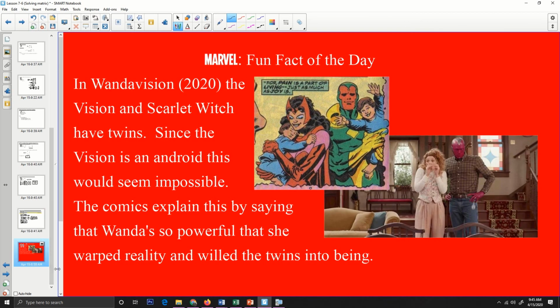So the last Marvel fun fact of the day: in WandaVision from 2020, the Vision and the Scarlet Witch have twins. Since the Vision is an android, this would seem kind of impossible. The comics explain this by saying that Wanda is so powerful that she warped reality and willed the twins into being. And I think this is a mistake here, I think that should be Wanda is, but this is the last one, so you can forgive me that simple mistake. Have a good day, folks. Goodbye.